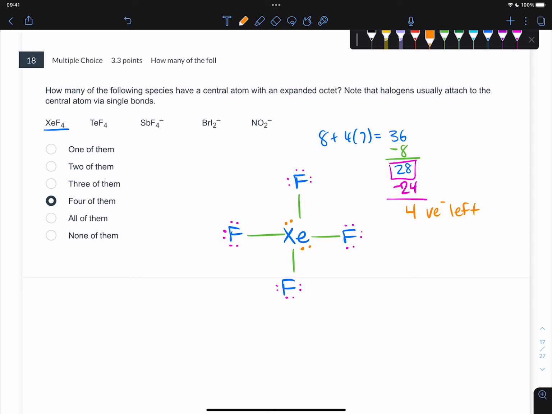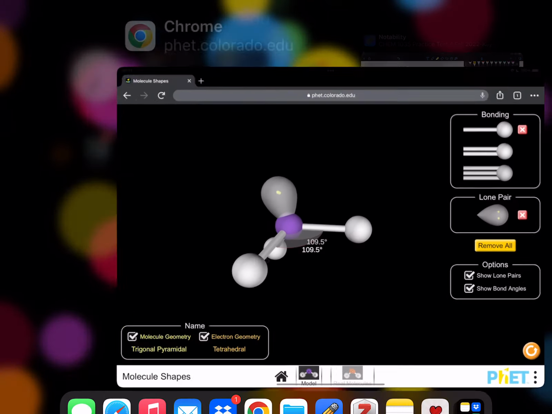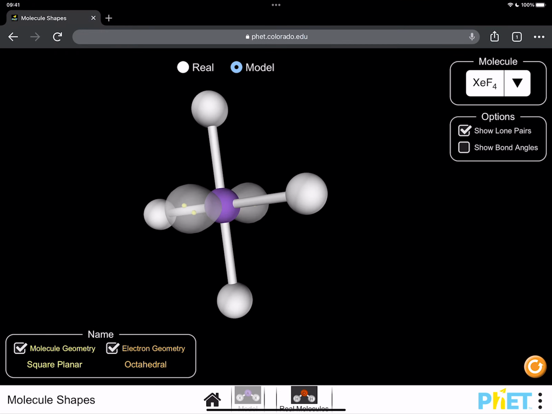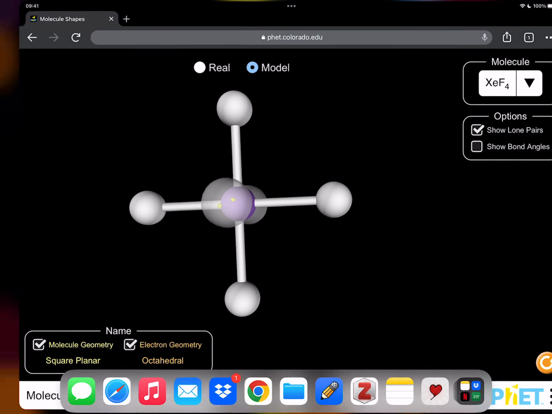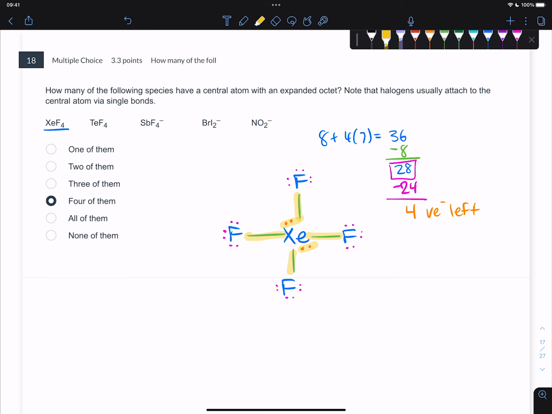And that's an expanded octet. Because if you count how many electrons are touching xenon, 2, 4, 6, 8, 10, 12. Just like we saw with that three-dimensional model over here with the real molecule. This is what it looks like, as a model, of course. All right, that's definitely one of them. Expanded octet. Now, tellurium fluoride, you kind of just draw these out, and that's how you solve problems like this. I can tell you that.